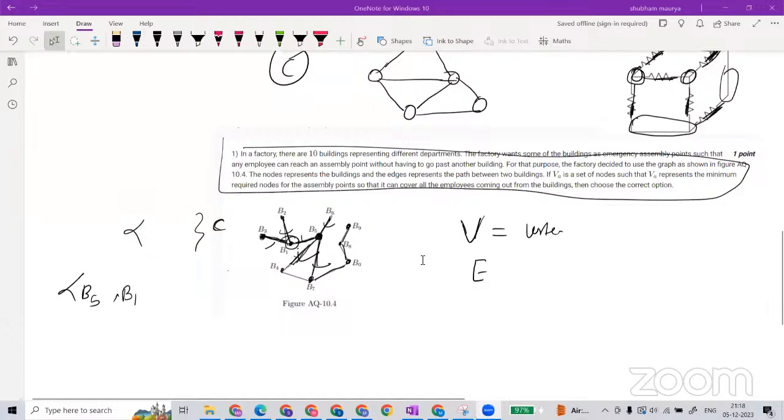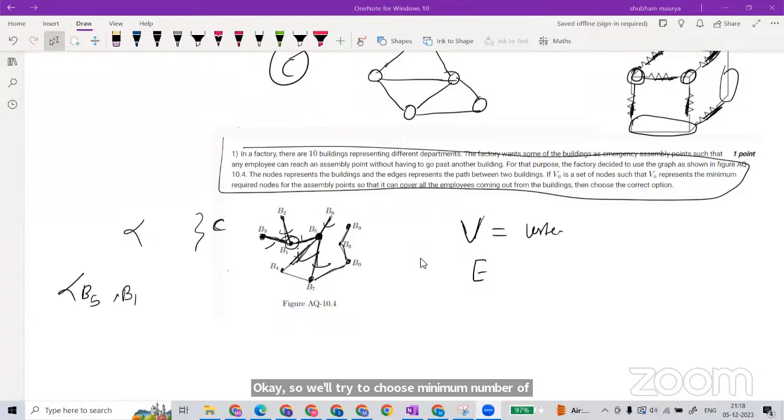Okay, so we'll try to choose the minimum number of vertices so that they cover the maximum number of edges. That is the meaning of minimum vertex cover. Now if we choose V1, what else can we choose so that the maximum number of edges is covered? If we choose B4, it will only cover this one. But if we choose B7, it will cover this one. Now if you choose this one, it will cover this one and this one, and almost everything is done.